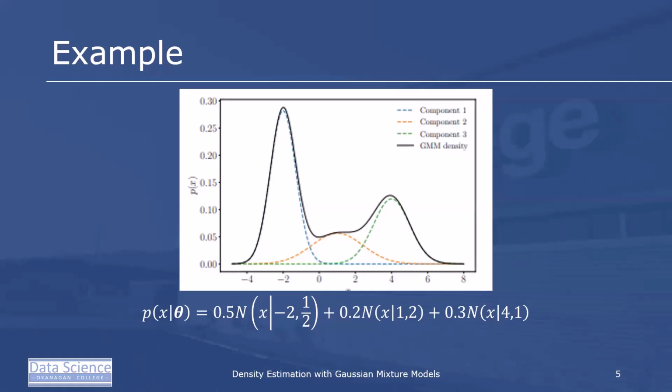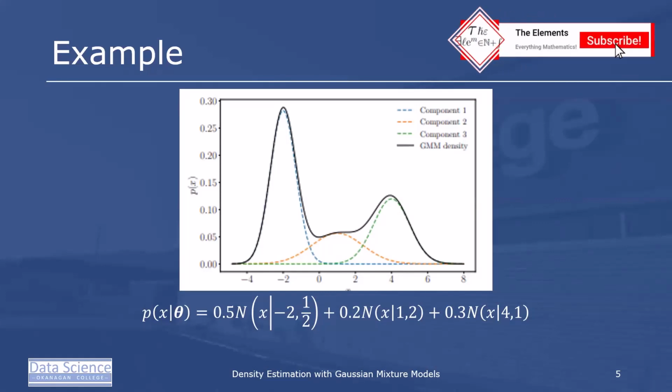So if we have data that has this sort of a shape, we're able to easily model this using 3 Gaussians rather than 1. In the next video, we'll show you how to actually put these Gaussians together.